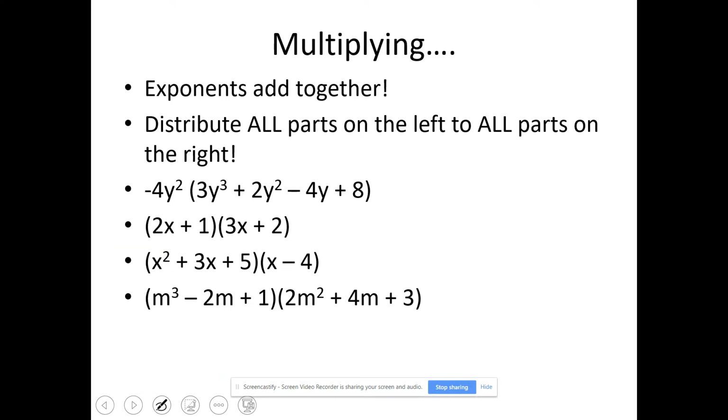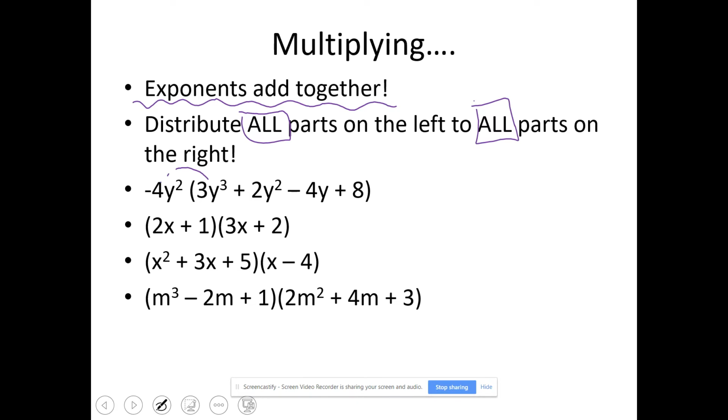Multiplying. So a few rules about multiplying and exponents. Remember, our exponents add together for like variables. We can multiply absolutely anything together. We distribute all parts on the left to all parts on the right. I'm going to share with you a few different methods for multiplying so that maybe one of these will work for you, make it a little easier. The top one, I'm going to start with distributing.